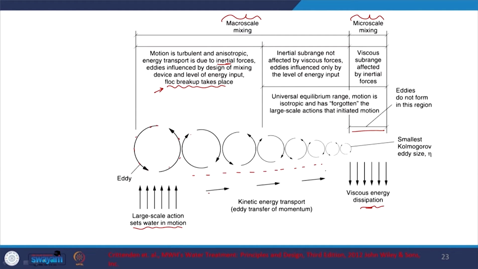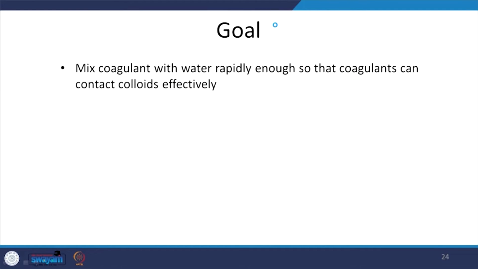So that's one aspect to keep in mind. Initially the large scale motion is relevant, and later that large scale motion is not that relevant, let's say. So eddies in one region and no eddies, but again micro scale mixing, which is important for smaller particles, and macro scale for the bigger particles. So what is the goal? I want to quickly mix them so that the coagulants can destabilize the colloids effectively.